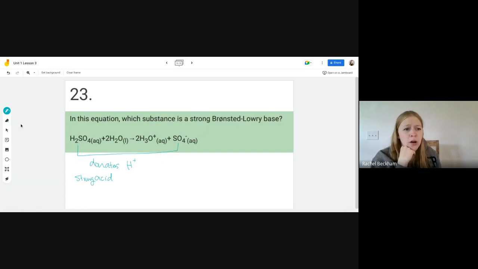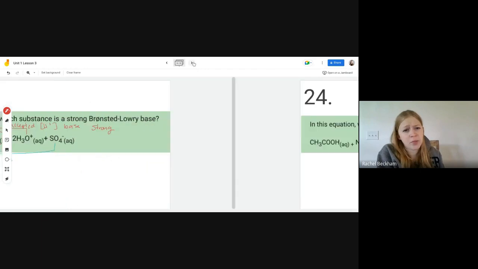And when you look at the water, what happened to the water? The water became H3O. It accepted an H because it went from H2O to H3O, right? So it is the base. And even though water is not on our strong base list, because the acid is strong, I think we're going to treat the water as if it's also strong. They kind of match each other on strength. So the H2SO4 is strong, therefore the water is going to be strong. And so H2O is the strong Bronsted-Lowry base in this scenario here.